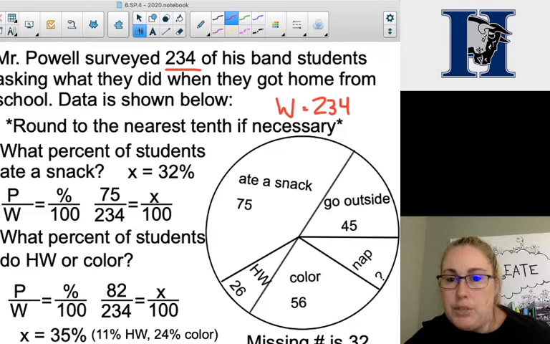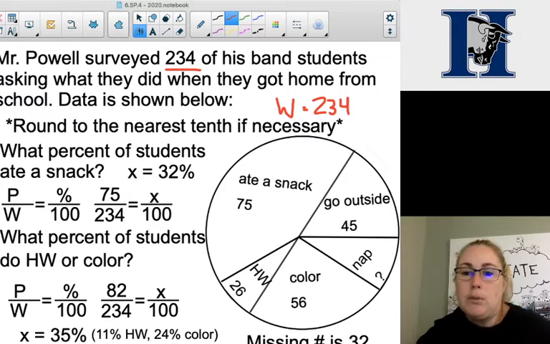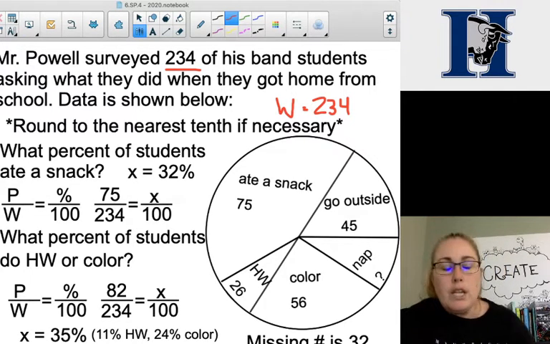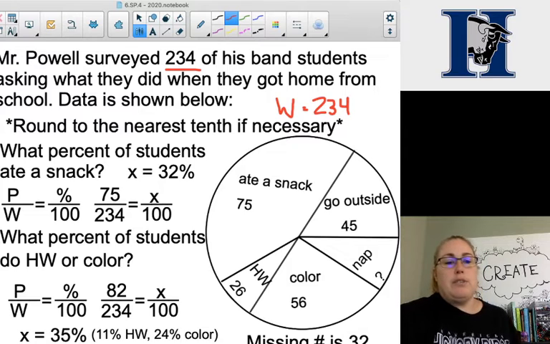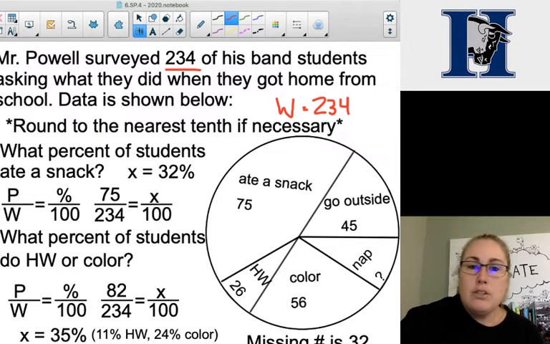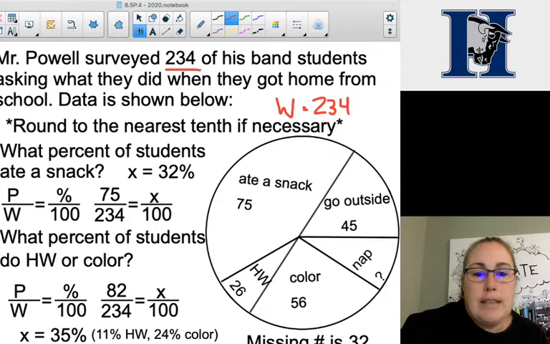So out of 234 students, 75 of them ate a snack. Out of 234 students, 45 went outside after school. So do you see how now we're relating this data to our total, 234, and we're not seeing percents. So let's see what the questions are asking. This first question says, what percent of students ate a snack? So if we look at the section that says ate a snack, that is 75 students.